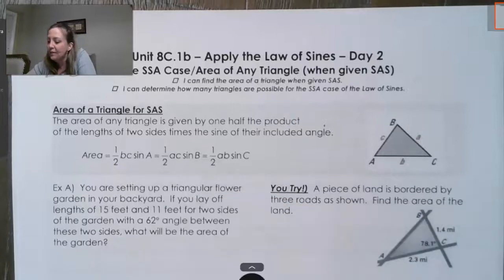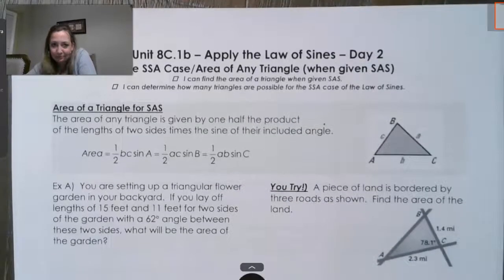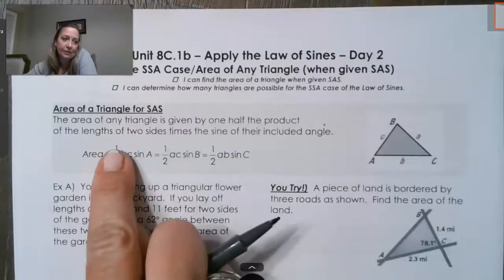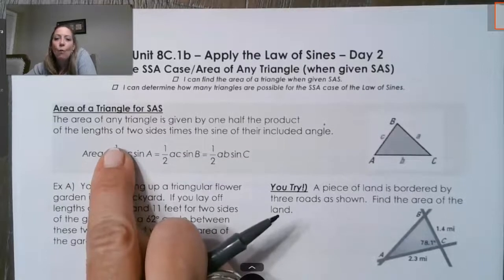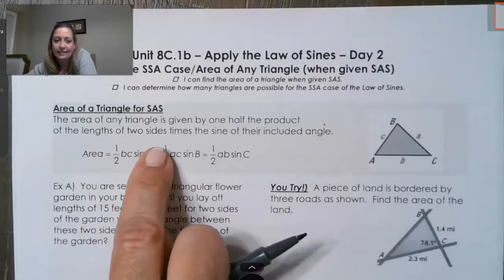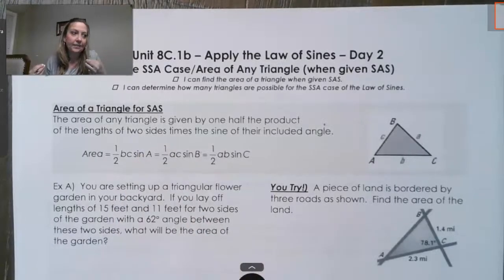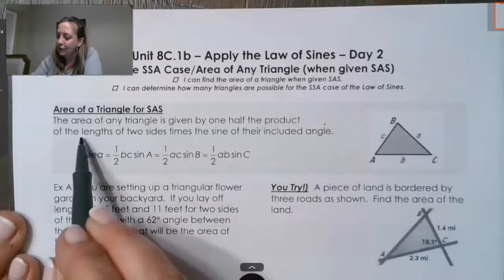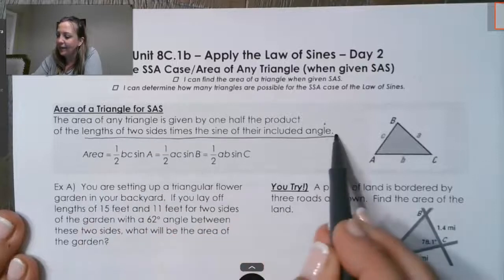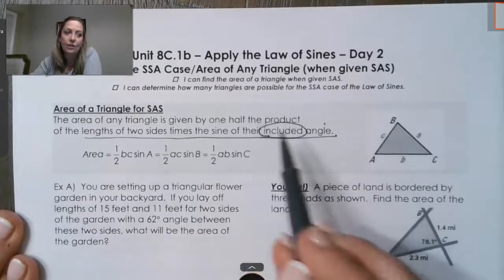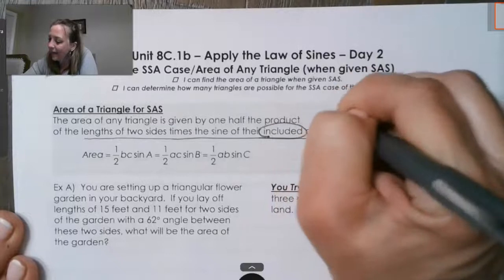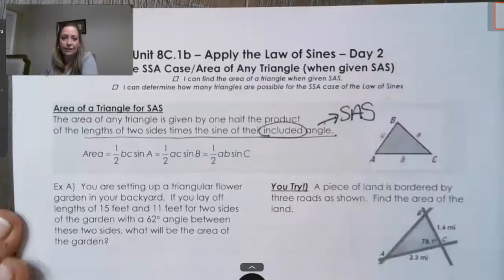All right, so the area of a triangle for side angle side. The area of any triangle is given by 1/2 the product of the lengths of the two sides times the sine of their included angle. The lengths of the two sides and the sine of the included angle implies that we have side angle side.